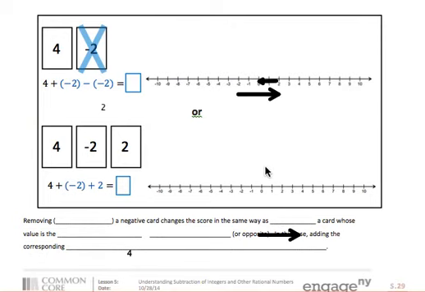So if we model one more problem, starting with 4, then adding in a negative 2, and then adding a 2, because remember from our last play where we added a negative 2, we were at 2. And if we then add a positive 2 to that, that will land us again on 4.